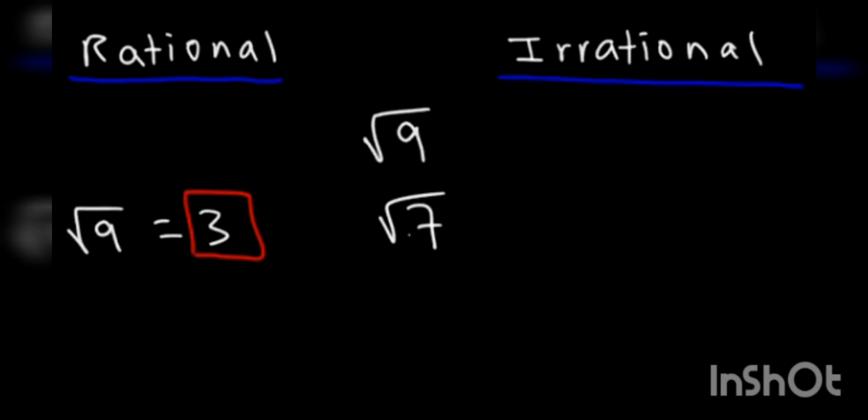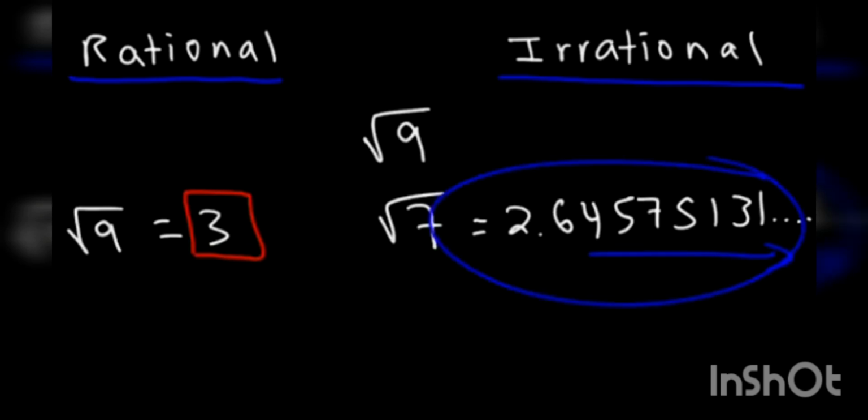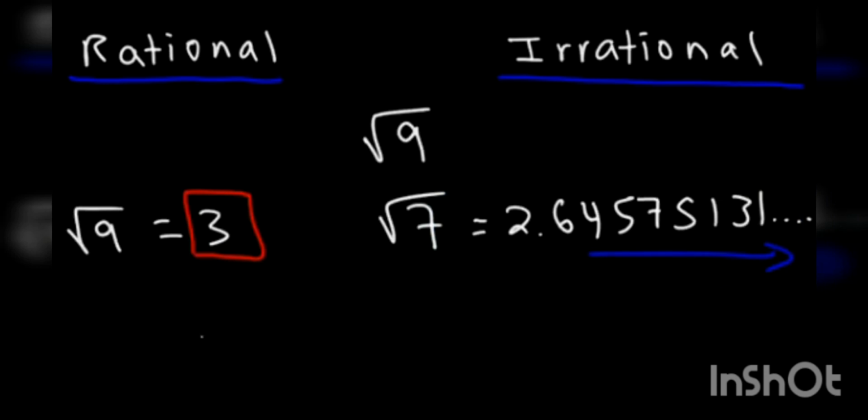The square root of 7, when you calculate it on your calculator, is not going to give you an integer. It's going to give you a decimal, an infinite one, which is 2.645755131, and it continues like that. So that just means the square root of 7 is an irrational number because it's a decimal that does not end. That is how you identify irrational numbers from rational numbers.